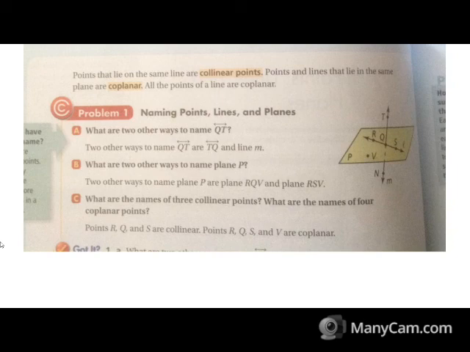All right, and what are the names for 3 collinear points? Now remember, collinear means the points stay on the same line. So that means that R, Q, S are on here. All right, and what are the names of 4 coplanar points? That means they lie on the same plane. So let me erase this and look at what points lie on the same plane. So we have R, Q, S, and V. So those are the points that are coplanar and collinear.